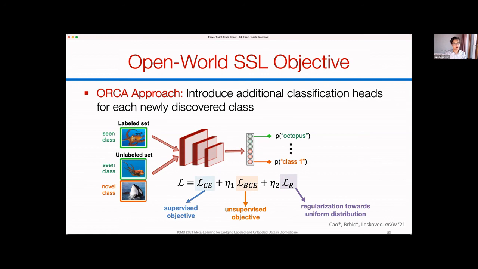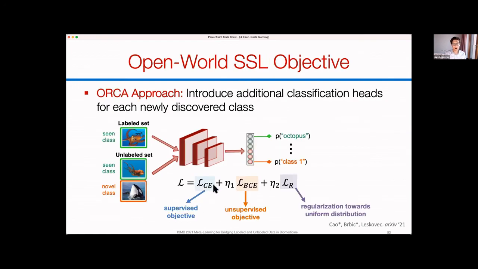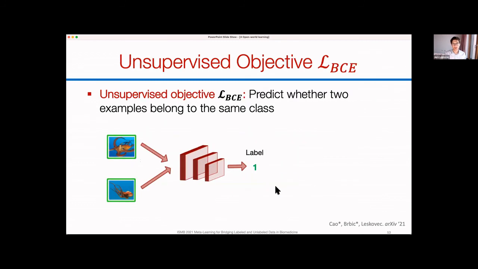So let's see how this works. First, we'll talk about each of the losses in turn. So first, we want to talk about the unsupervised objective. In the unsupervised part of the objective function of the loss, we want to predict whether 2 examples belong to the same class, right? If we get 2 images of an octopus, I want to predict this is from the same class.